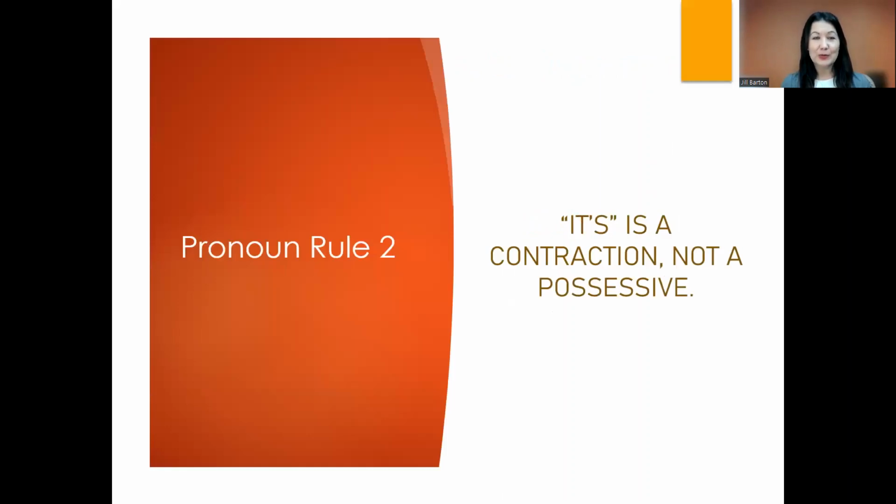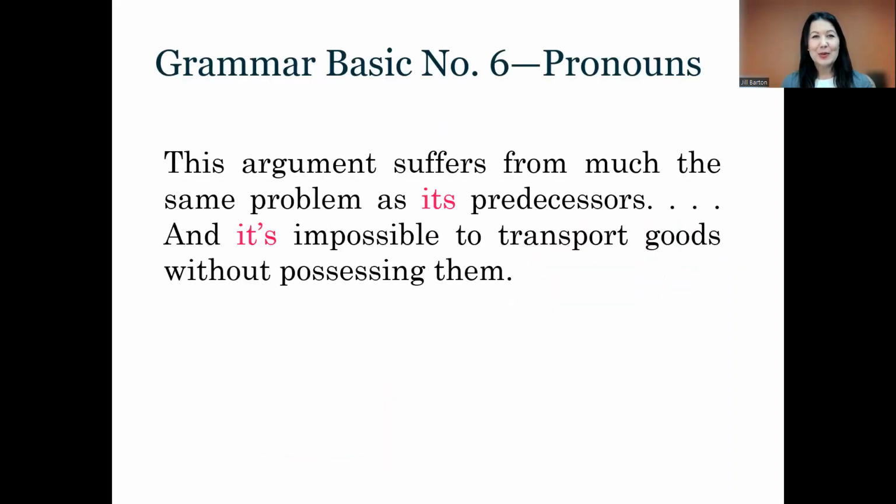The second rule is that it's, IT apostrophe S, is always a contraction and not a possessive. So this is an easy rule to always get right as a legal writer because we use very few contractions in legal writing, and that word IT apostrophe S is a contraction of the words it and is. So if you want to always get this question right, just never write the word IT apostrophe S. If you want to get that meaning across, you can write it is. But the possessive is ITS with no apostrophe.